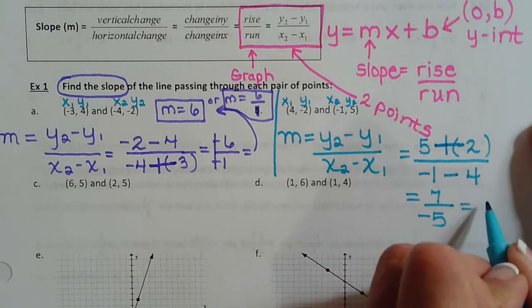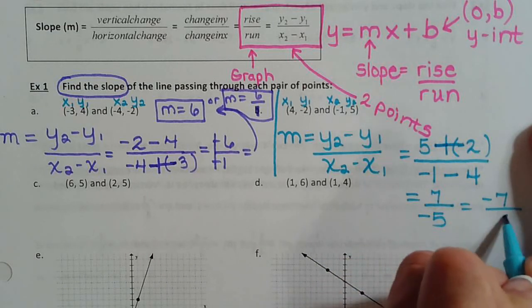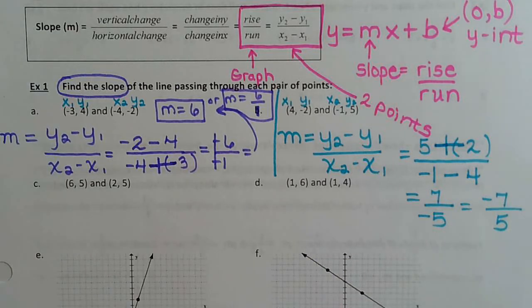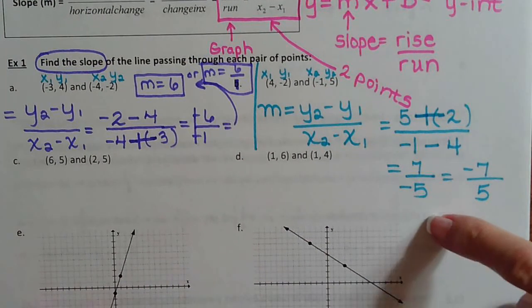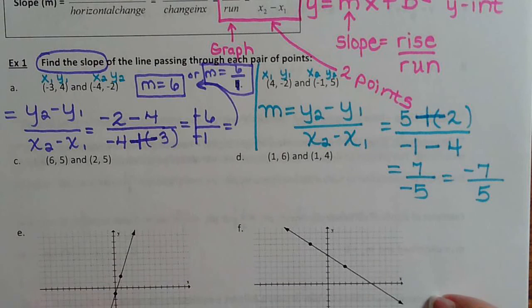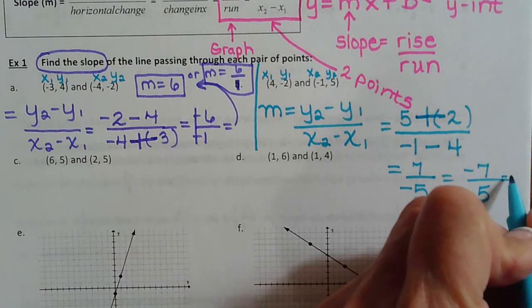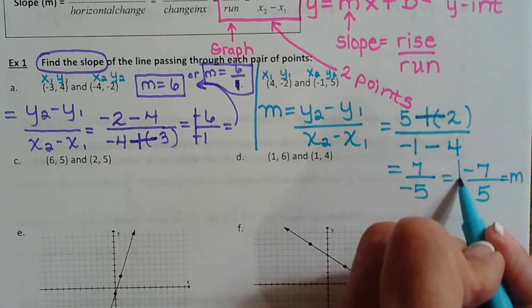And generally when we're using slope or writing a fraction, we move that negative up to the numerator, because when we go to do rise over run, that means go down 7, run 5. So we kind of like to have that negative with the top number. So down 7, run 5. And that is our slope. So let's label it as such.